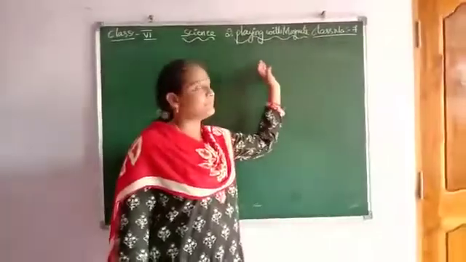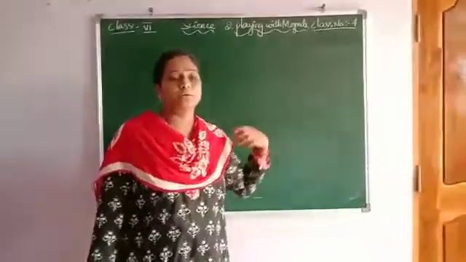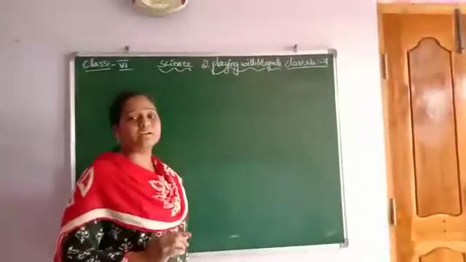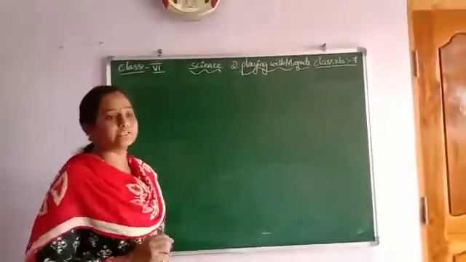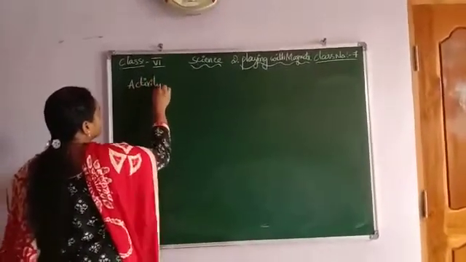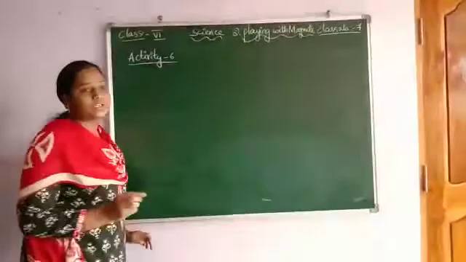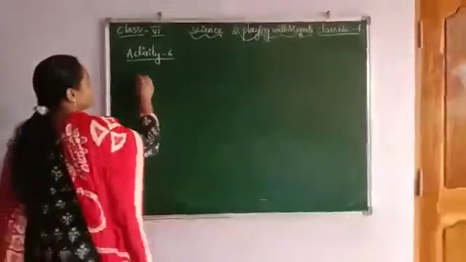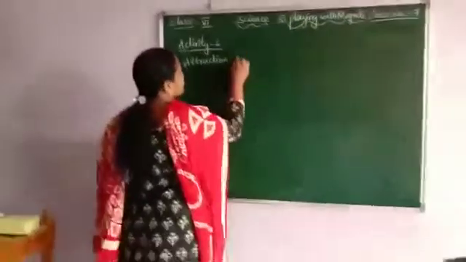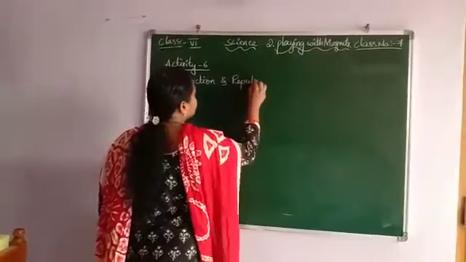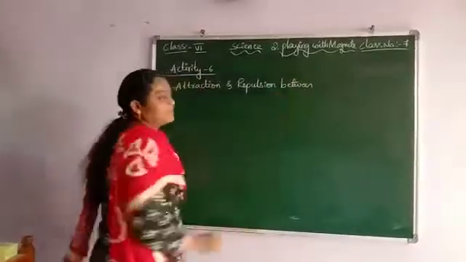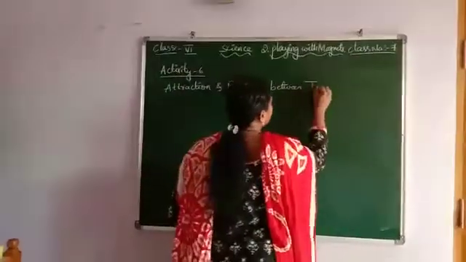Science second lesson, playing with magnets. Class number 7, we are going to learn about attraction and repulsion between two magnets. In class number 6, we learned about the magnetic compass and directional properties. So in activity 6, we are going to learn about the attraction and repulsion between two magnets.